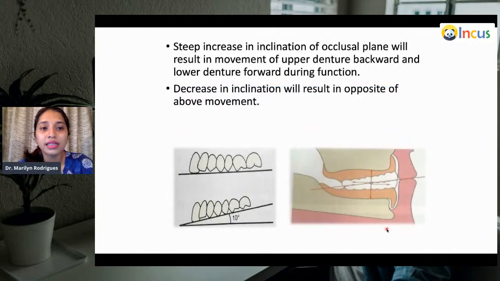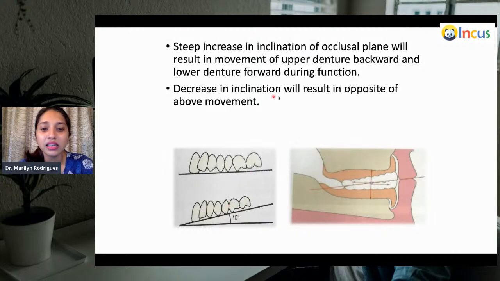Now, a steep increase in the inclination of the occlusal plane will result in the movement of the upper denture backwards. What we are trying to explain is, if we increase the plane more than 10 degrees, what will happen? As you can see over here, the upper denture moves backwards and the lower denture moves forwards during function. Therefore, there will be a kind of an inclined plane acting over there, and it will not be stable.